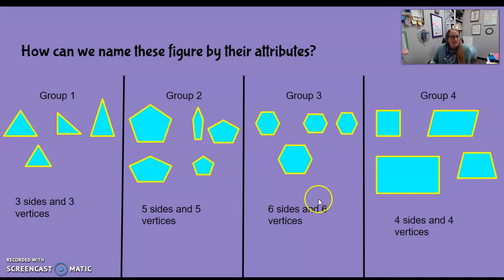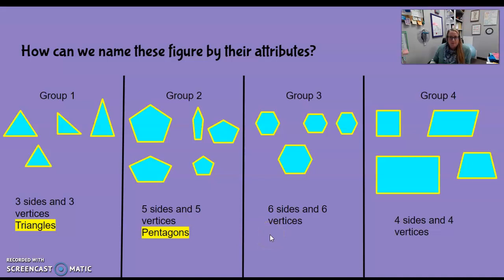So what's the name of each one of these? So let's go back to group 1. Group 1, what's the name if it has 3 sides and 3 vertices? Whisper it out loud. What is it called? That's right, it's called a triangle. Ooh, this one's a little more tricky. What's a 5-sided figure that has 5 vertices called? That's right, it's a pentagon.